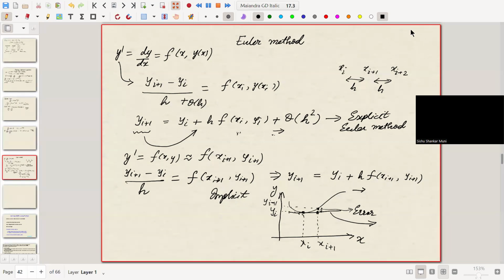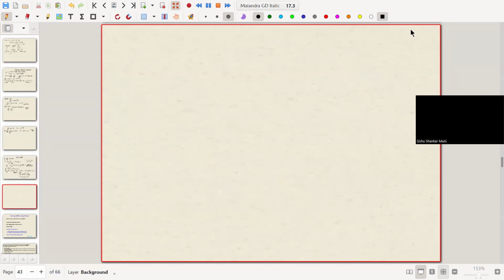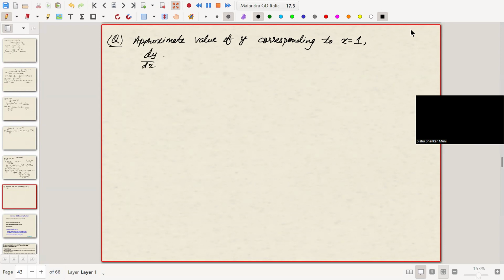Before that, I think we can do a problem, right? Suppose a problem, then we will go to a bit of Python. Is everyone ready with your calculator? Find the approximate value of y corresponding to x equals 1. The ODE is given as follows: dy by dx equals x plus y.